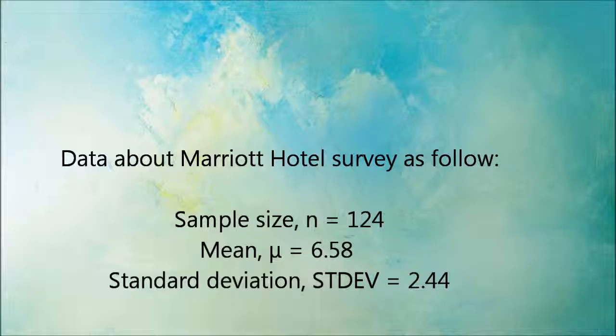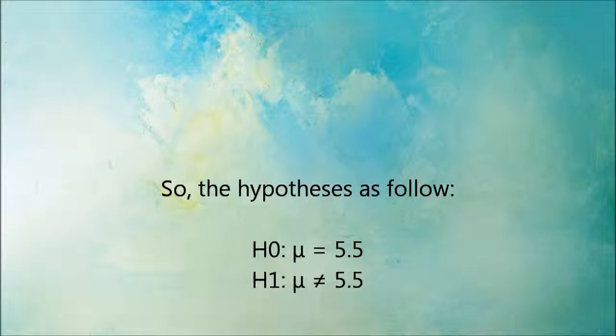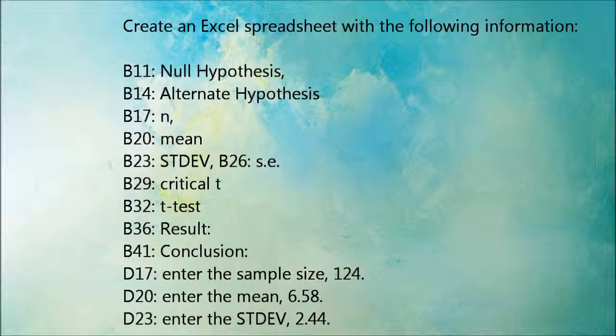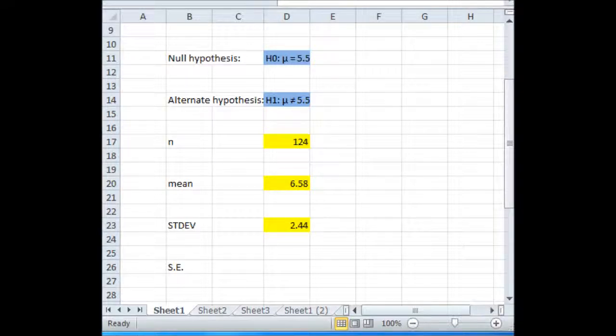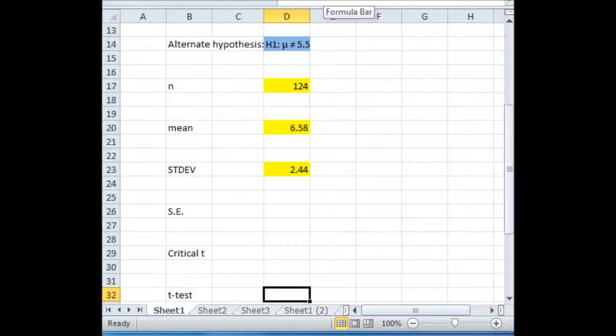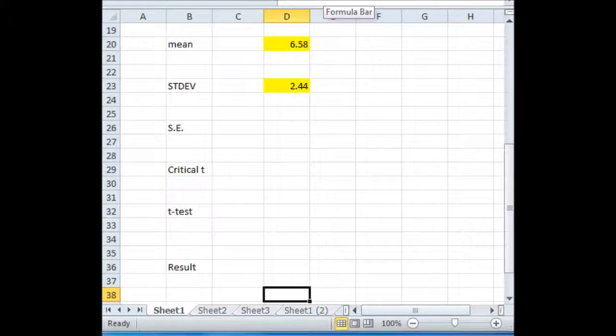In the 10-point scale in this example, the middle of the scale is 5.5 since 5 numbers are below 5.5, that is, from 1 to 5, and 5 numbers are above 5.5, that is, from 6 to 10. Therefore, the hypotheses for this rating scale item are shown here. Create an Excel spreadsheet with the following information, and key it into the worksheet. Take your time to type in the data as requested. After you have completed entering the data, your worksheet should look like this.